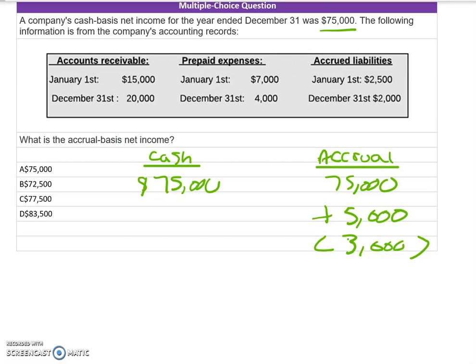What about accrued liabilities? So a decrease in accrued liabilities is basically just saying that we're spending more cash than we're actually accruing liabilities in the current year. So this is going to be added to net income. We can now calculate our accrual basis net income. It is $77,500.